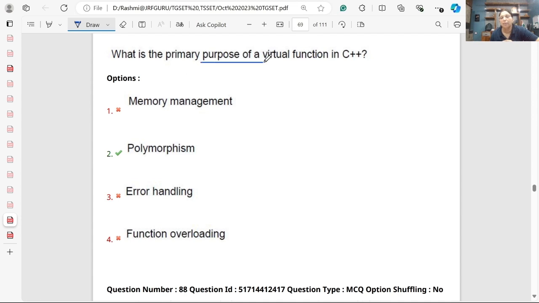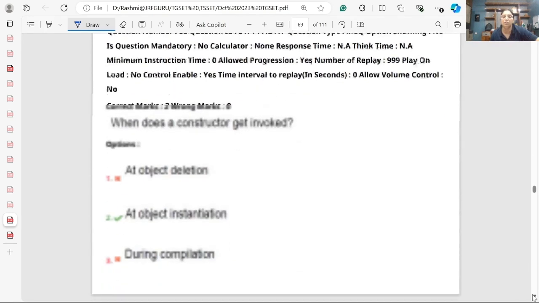What is the primary purpose of a virtual function? A virtual function is used to implement polymorphism in C++. It is not for memory management, error handling, or function overloading. For the polymorphism implementation, we use the virtual function.